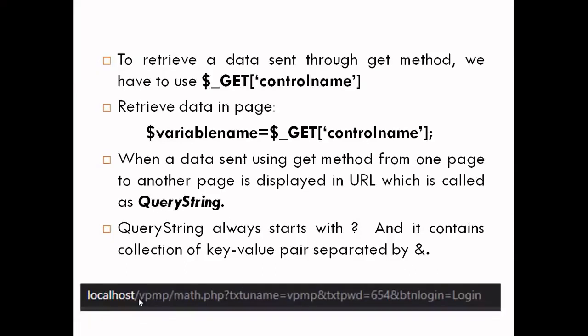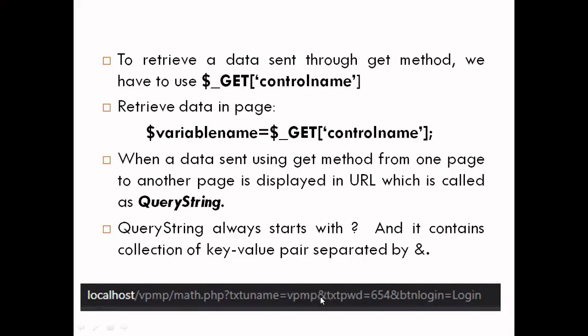Now let's see an example. Here we can see localhost, that is my server name, bpmp, that is my folder name, math.php, that is my page name. Now here we can see the question mark. So here my query string has started. From this point up to this point, everything is known as a query string. So question mark txt uname, that is my key. The value of that key is VPMP. That is my first key value pair. Now the second key value pair is this.